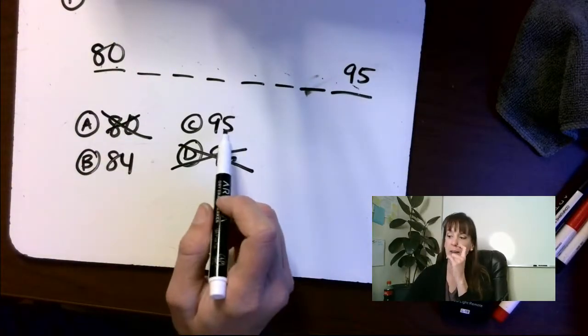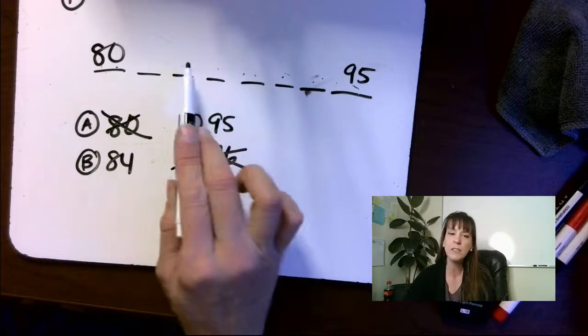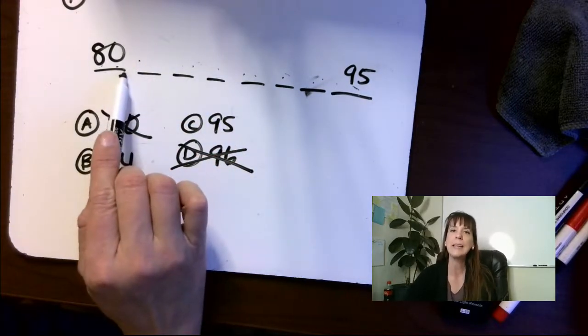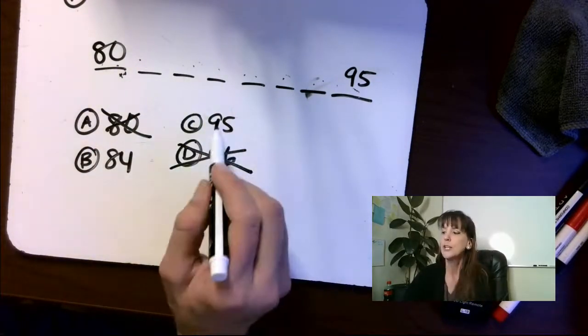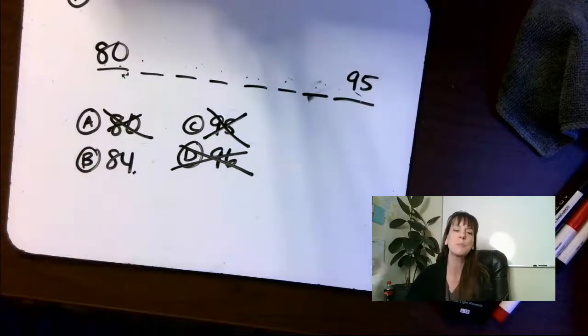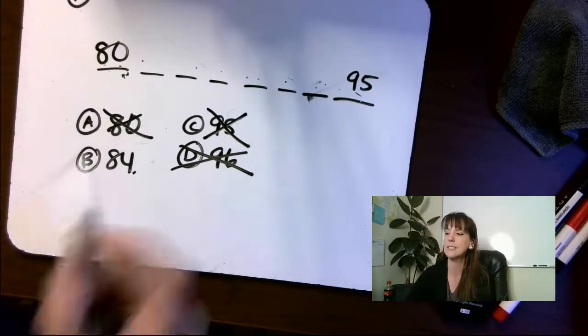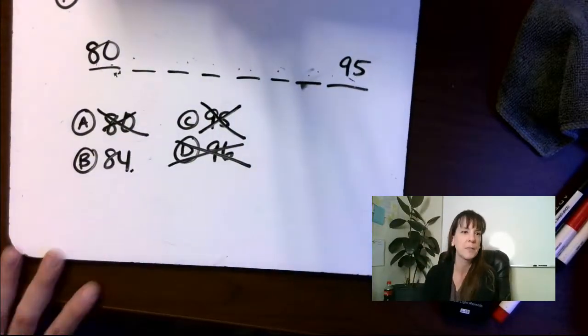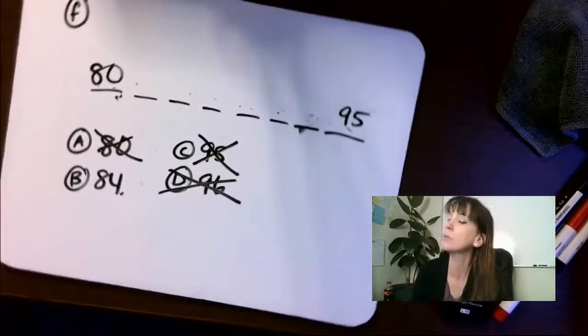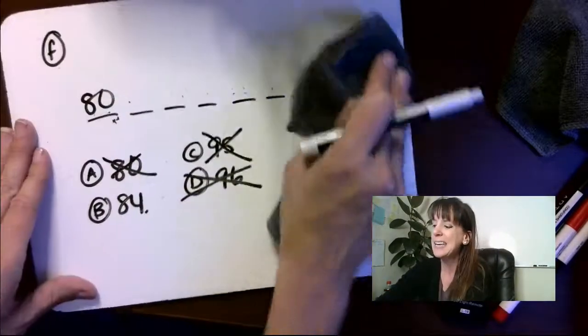The same with 95. Even if he scored 95 on all of these other tests, because he scored an 80 on this one, it's going to bring our average down. So it can't be 95. A good assumption would be probably 84 because that would fall somewhere in between here. And although we aren't specifically given those scores, that's a good way to kind of guess. And that's a good idea.